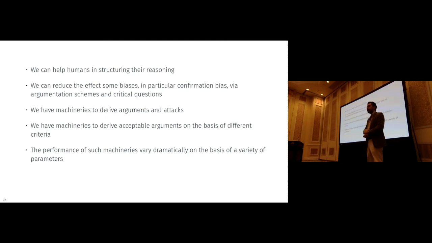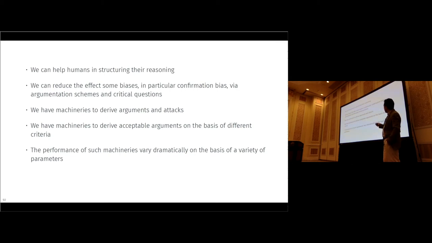Just to summarize this first part, and then I'm going to give you a little bit of a teaser of what is going to happen in the second part. Yes, we can help humans in structuring their reasoning. We can also reduce the effect of some biases, in particular confirmation bias, because if you are using argumentation schemes and if you are asking all the relevant critical questions, you are avoiding some easy trap in which you can fall if you're not doing your due diligence.